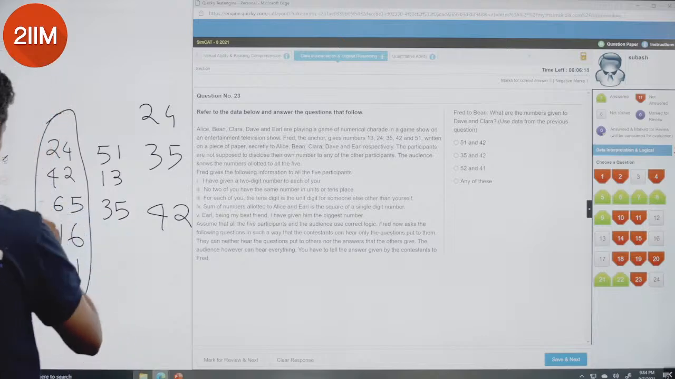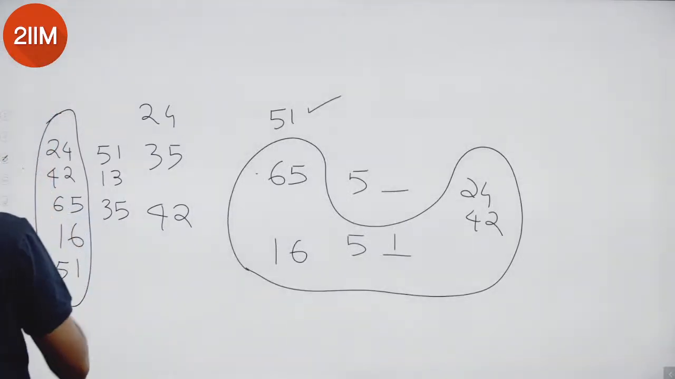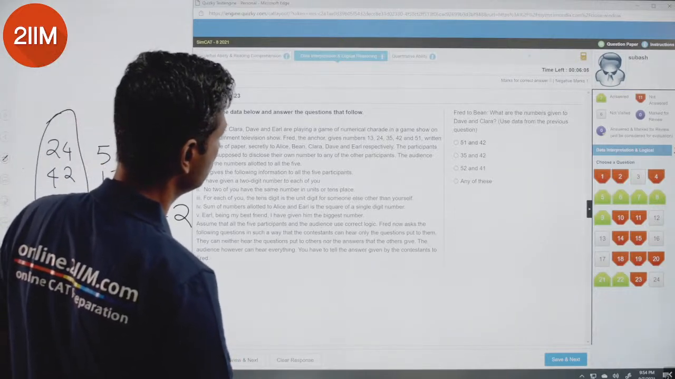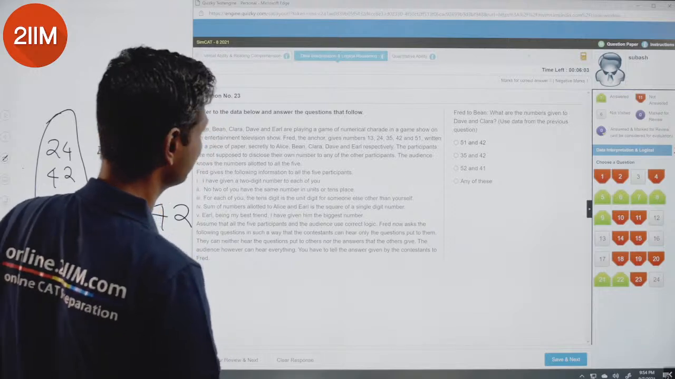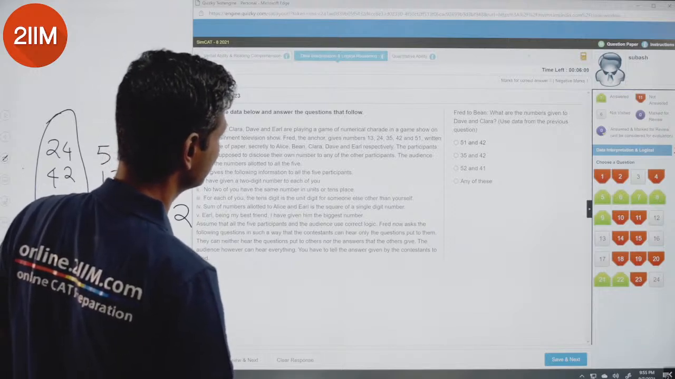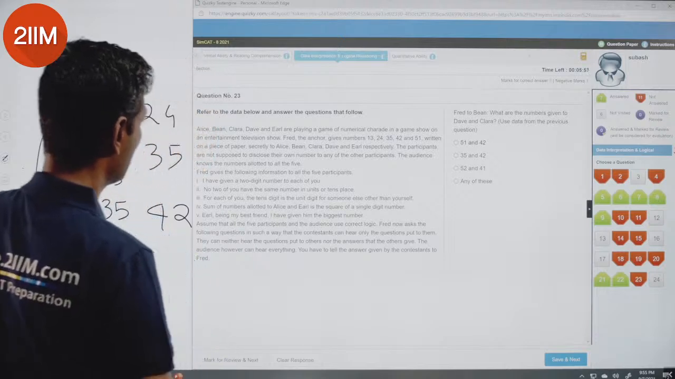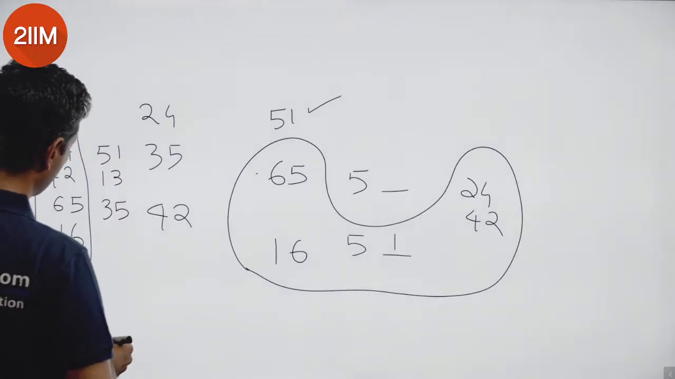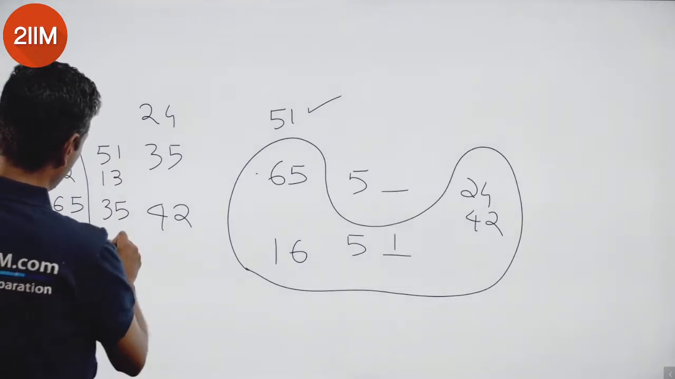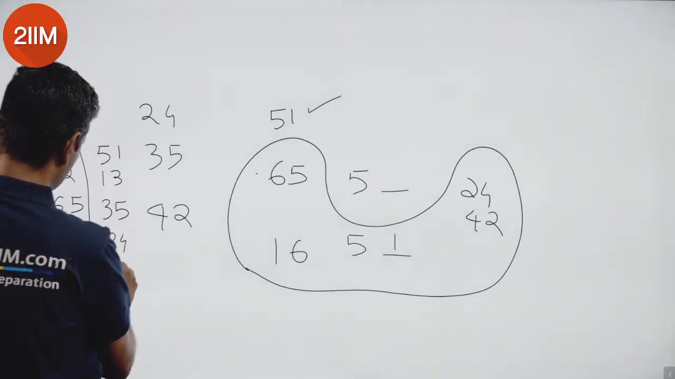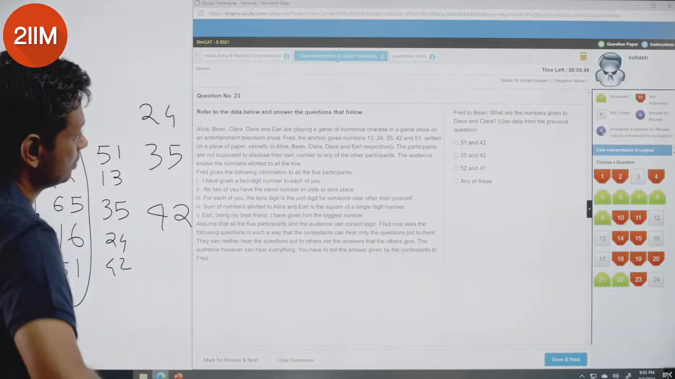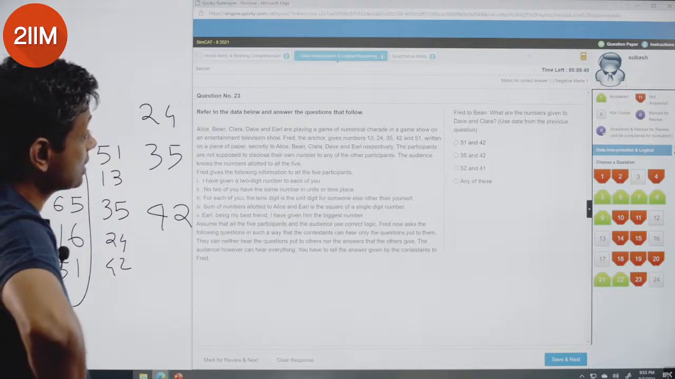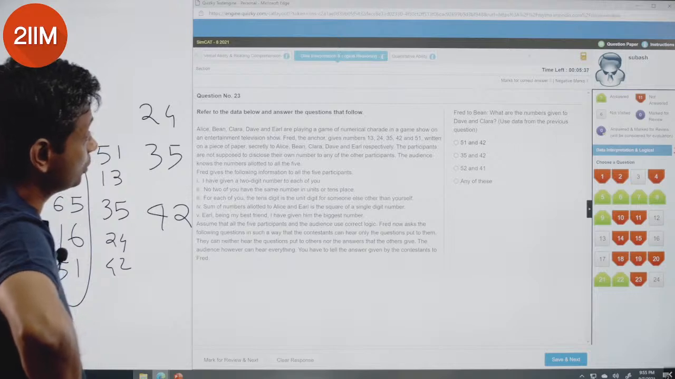Let's see. 35 and 42. 52 and 41. I put 51, 13, 35. I could have got 24. What are the numbers given to Dave and Clara? This is not good.